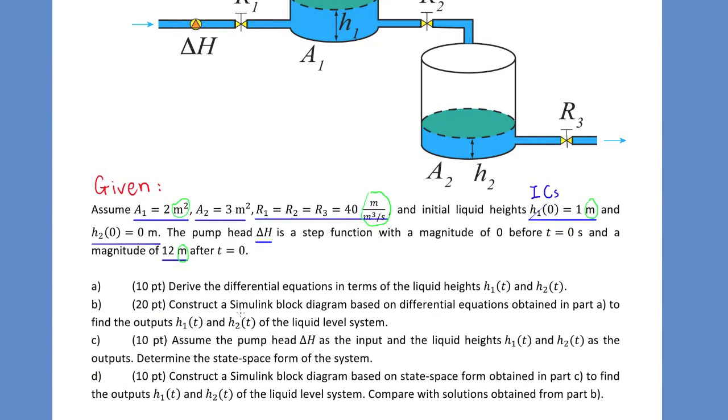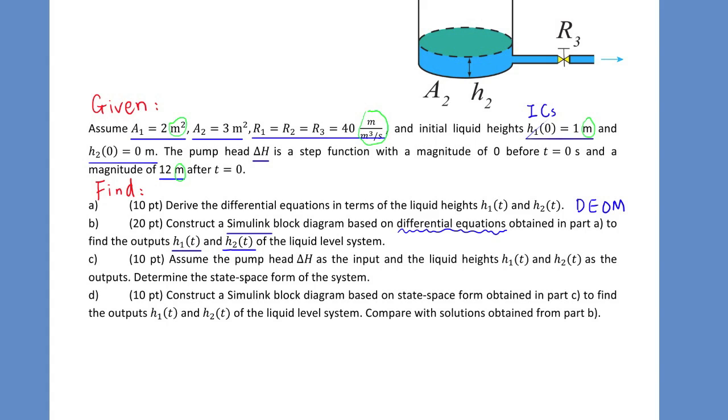You were asked to find the differential equation of motion of two tanks and use Simulink to find the history of the liquid level H1, H2. Then transform the differential equation into state space form and find the solution and compare with the differential equation solutions.